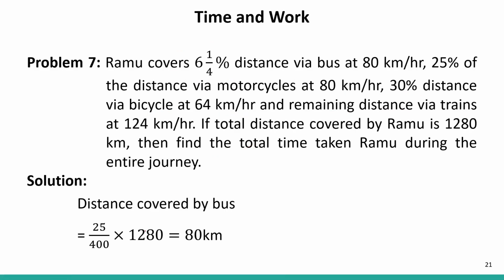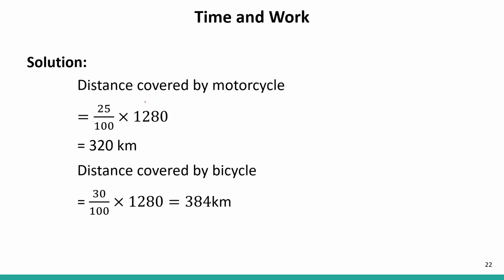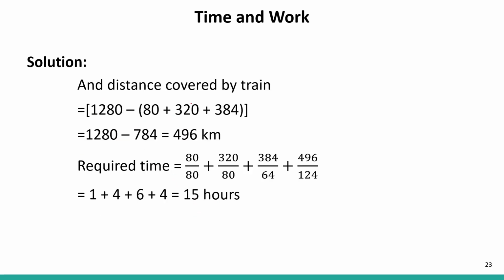Okay. So let's see the step-by-step solution. So distance covered by bus is equal to what? 25 by 400 into 1280. That is equal to 80 km. So distance covered by motorcycle is equal to what? 25 by 100 into 1280. That is equal to 320 km. So distance covered by bicycle will be what? 30%. So it will be 30 by 100 into 1280. That is equal to 384 km. So the distance covered by the train is equal to 1280 minus (80 plus 320 plus 384). So that will be 496 km.